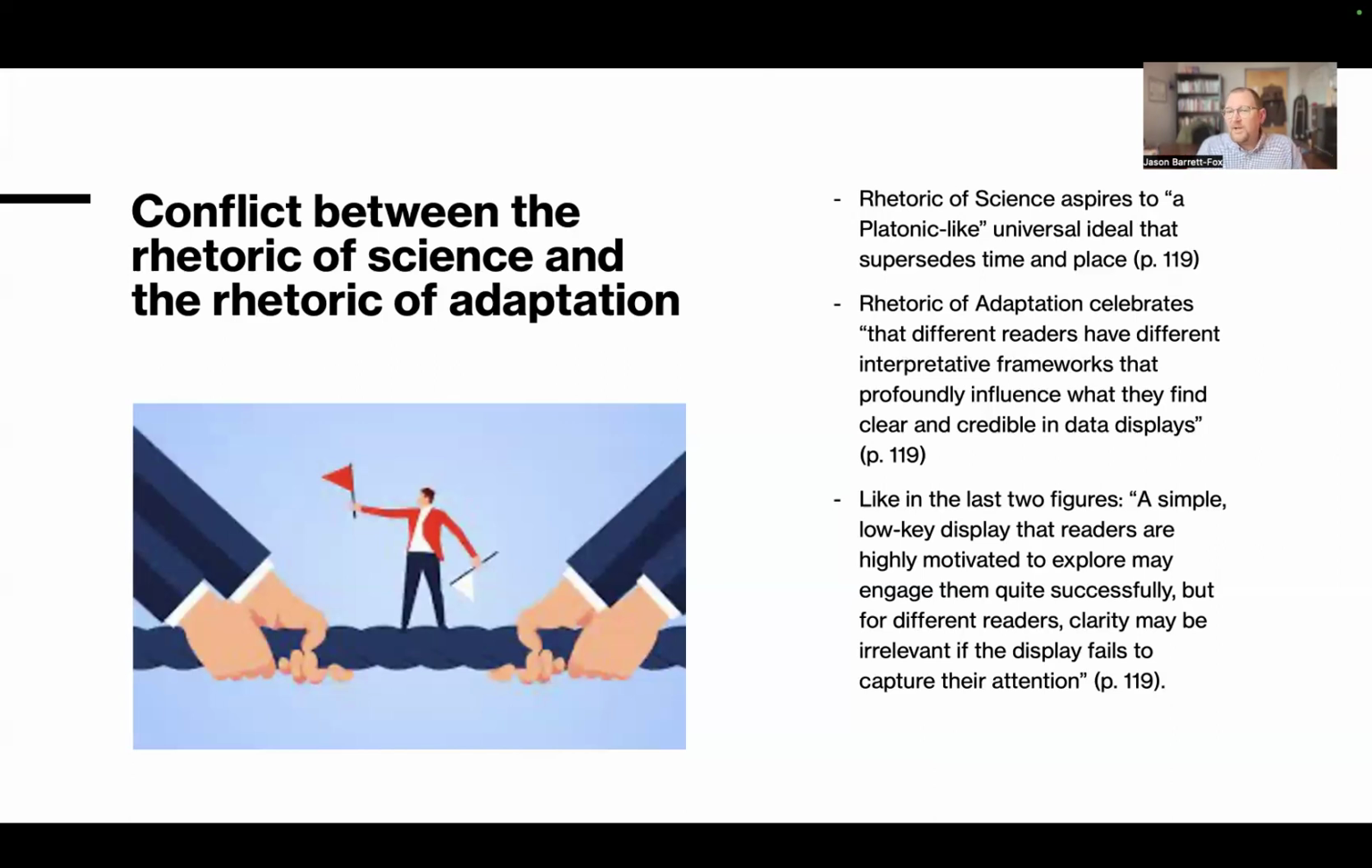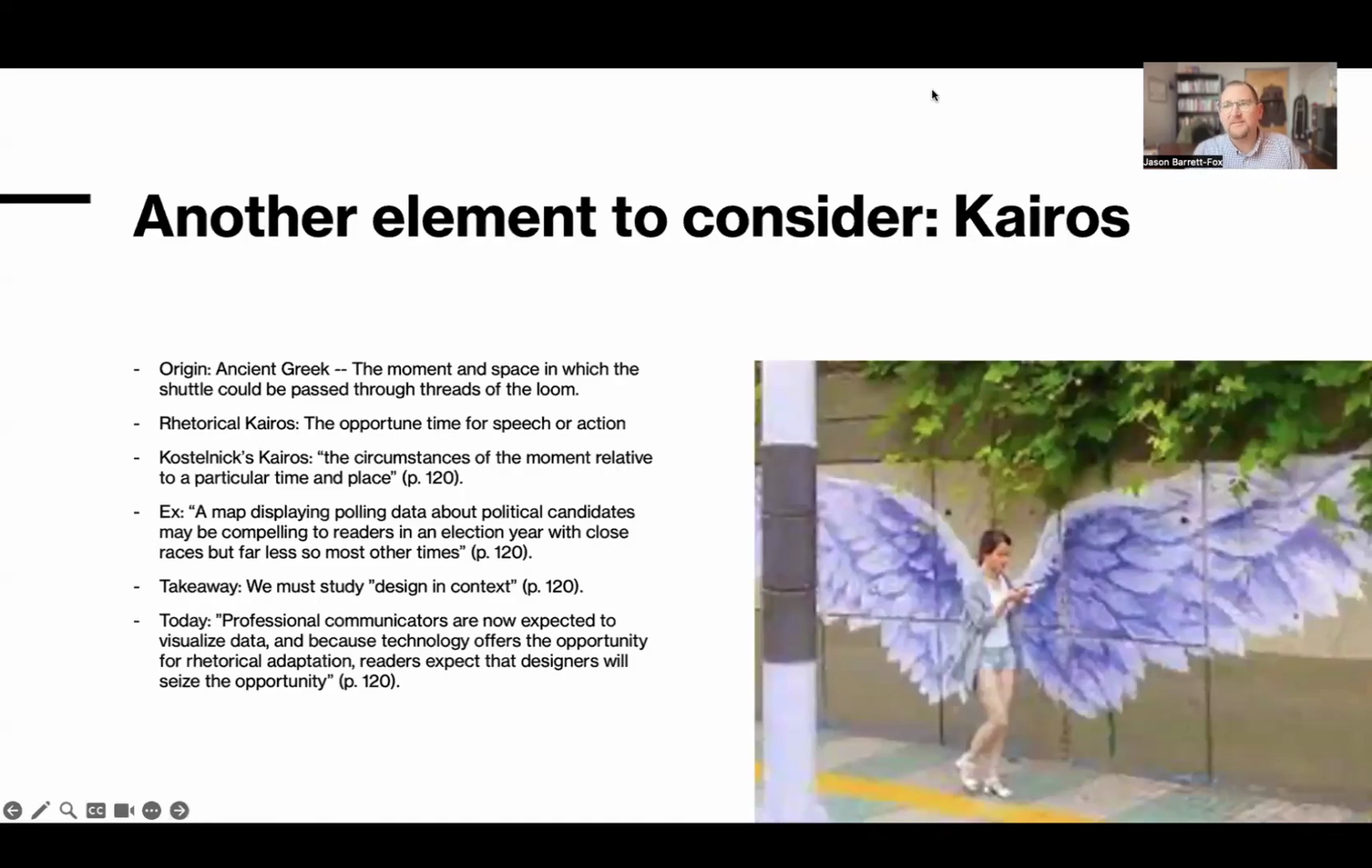So a simple low-key display that readers are highly motivated to explore might engage them quite successfully, but for different readers, that clarity might be irrelevant if the display fails to capture their attention. So it's got to be a really nice balance between super clear and simple, but not so clear and simple that it's so boring that it doesn't garner attention. It's a delicate balance, which is why I have a little image here of people pulling on both sides of a rope. I guess a rope only has two sides, sorry.